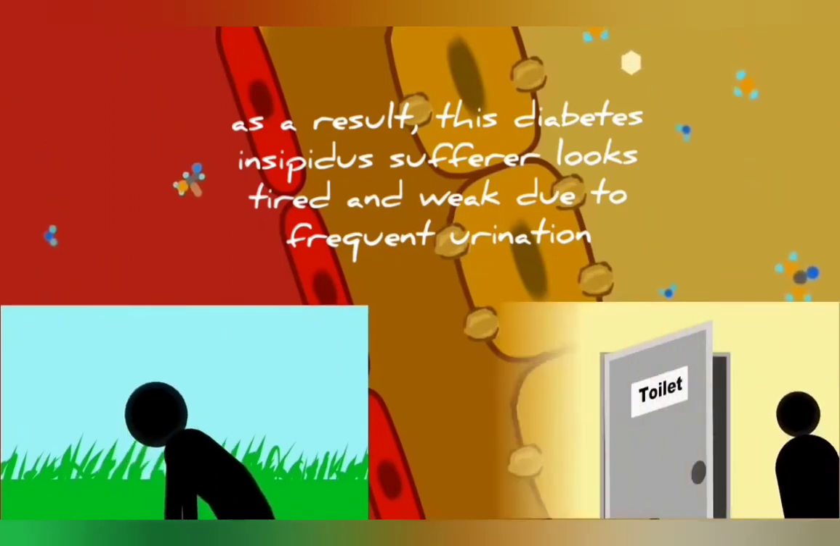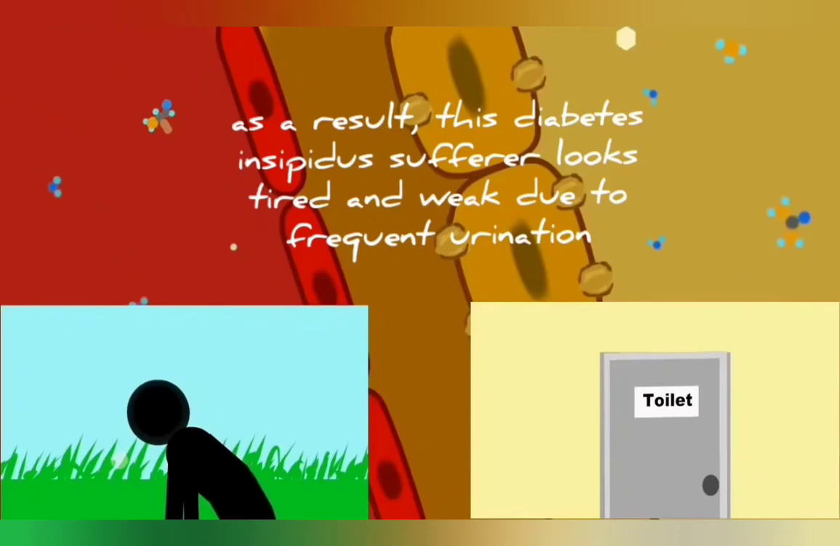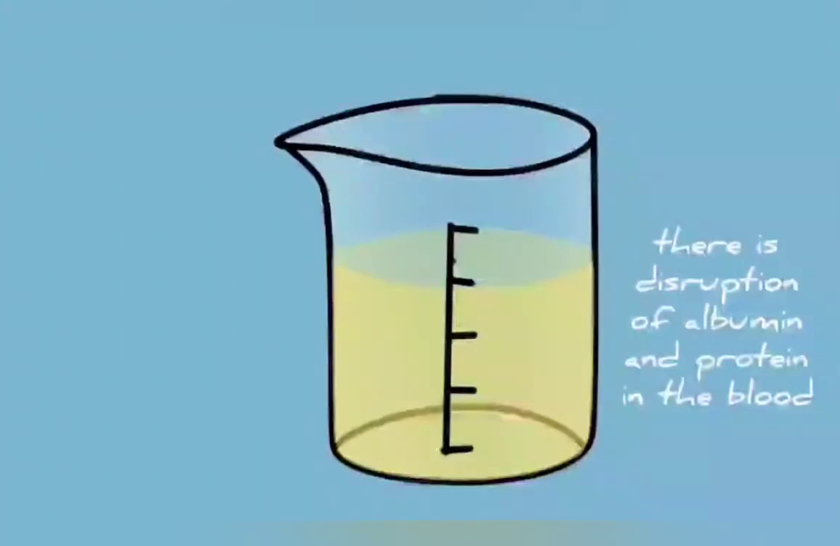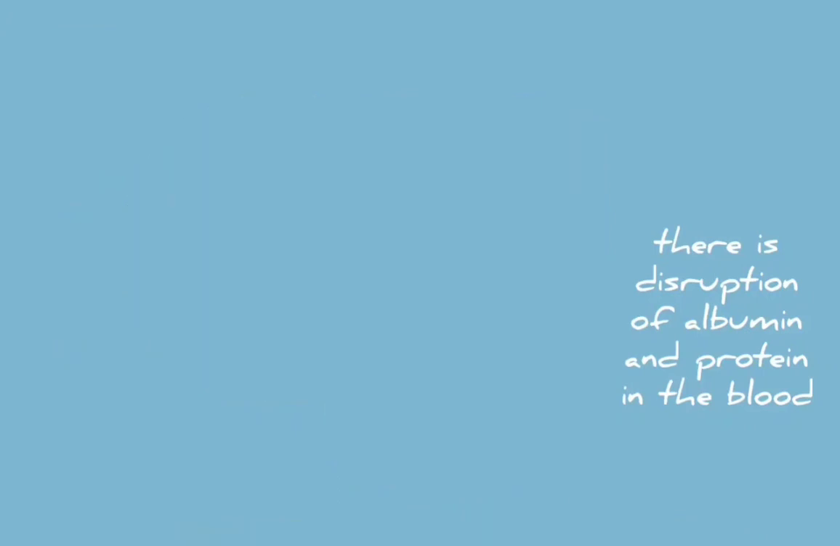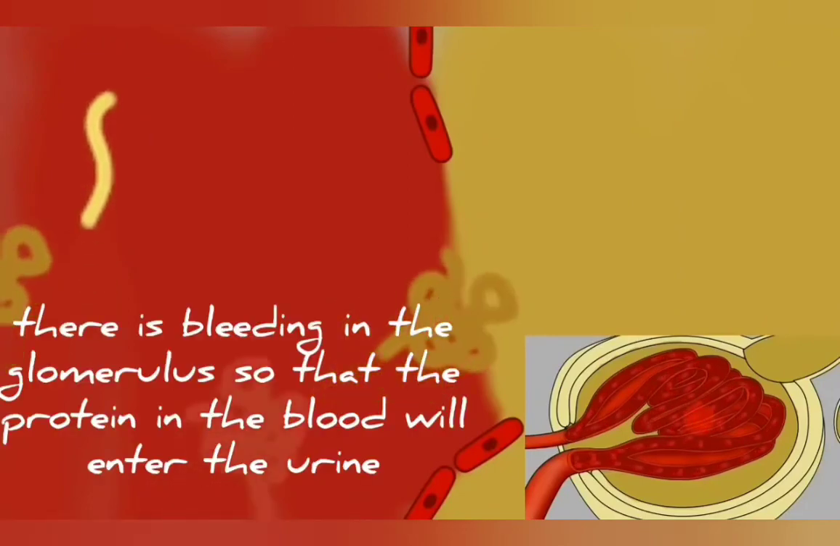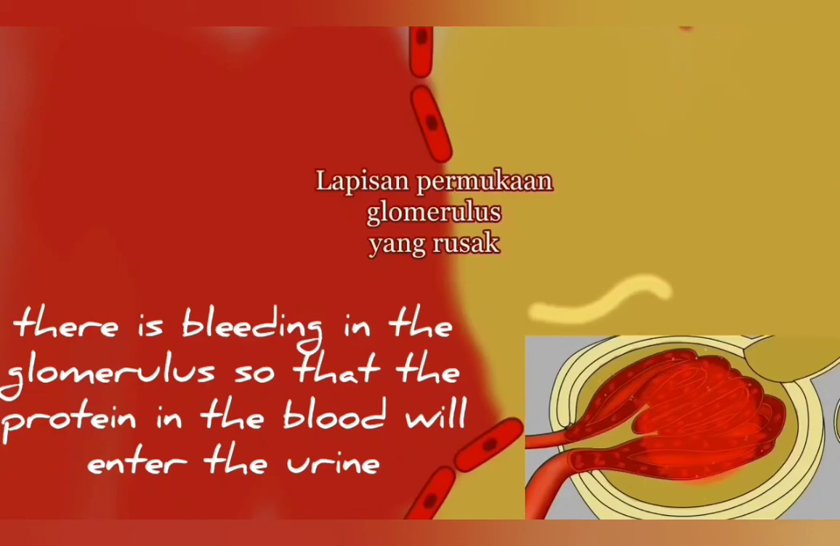As a result, the sufferer looks tired and weak due to albuminuria. There is a description of albumin and protein in the urine. There is bleeding in the glomerulus so that the protein in the blood will enter the urine.